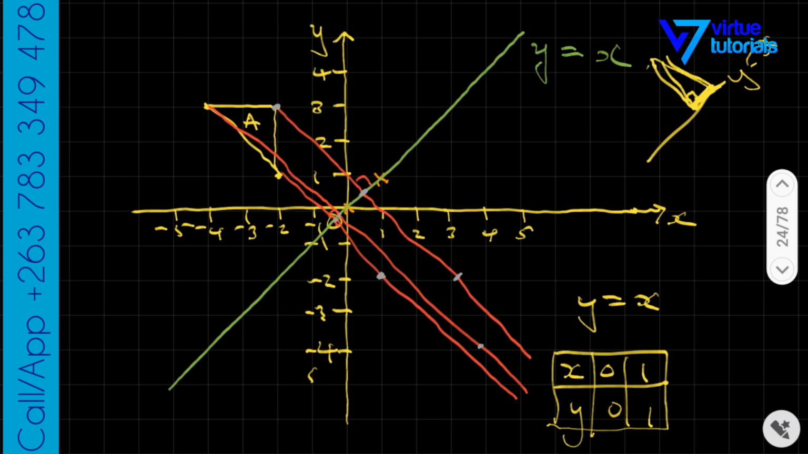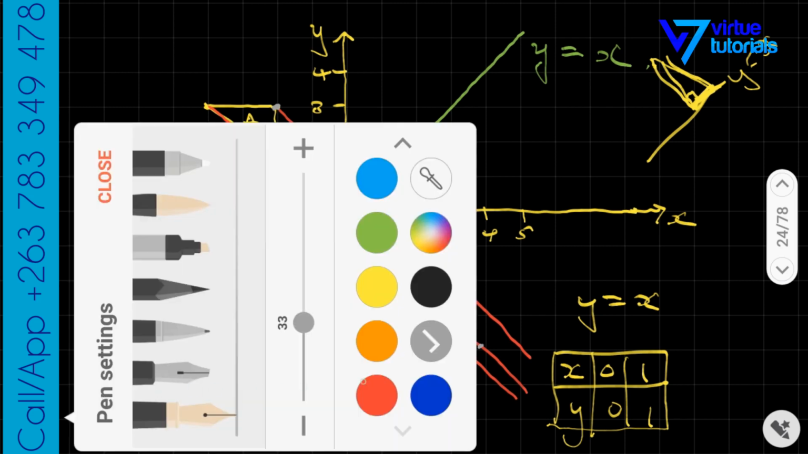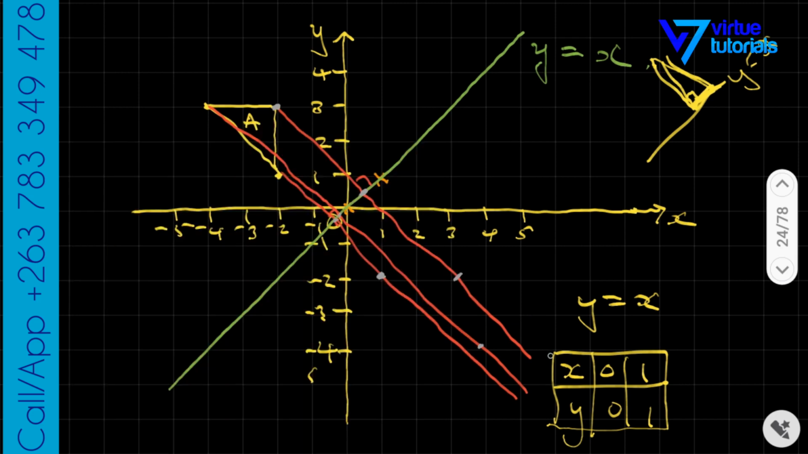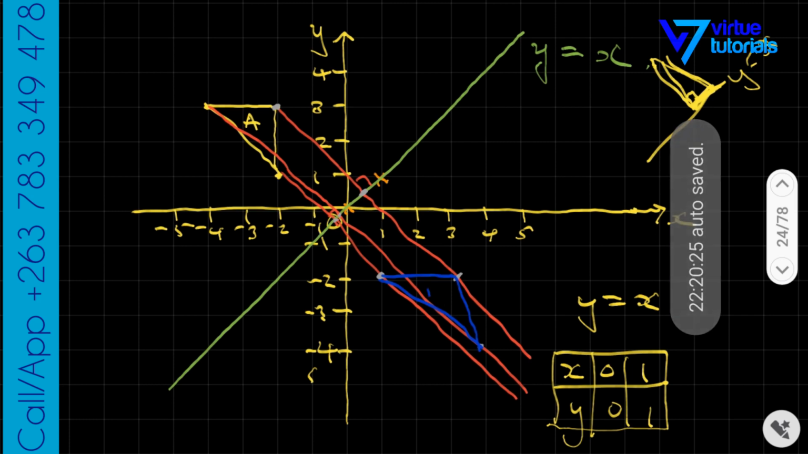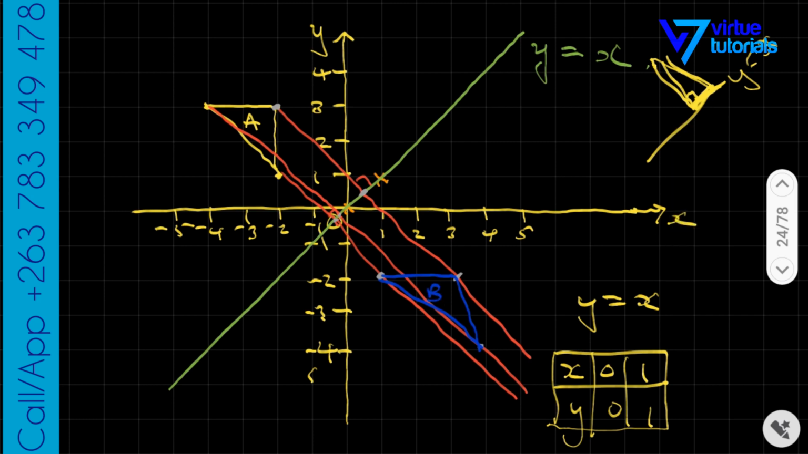So this is not the most accurate version I could have had, but it's reasonable. And then I can now join those three and get my image. So this is my triangle B.